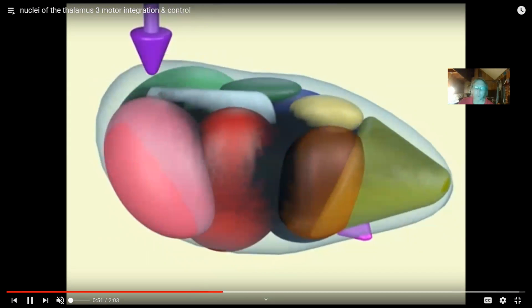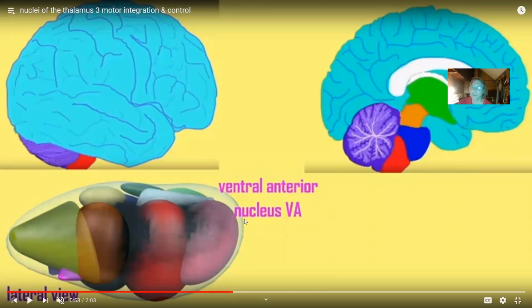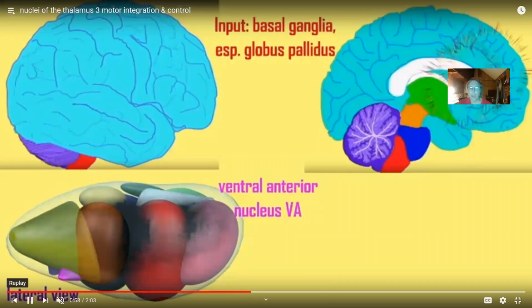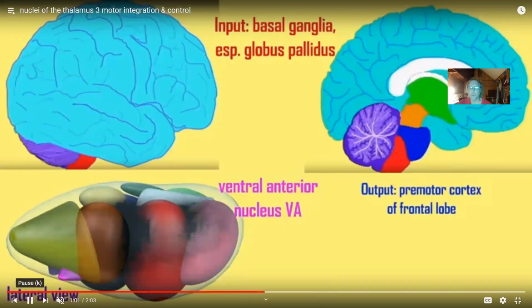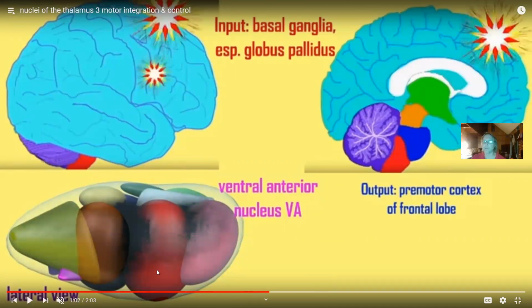So there's processing going back and forth. The thalamus is serving as more than just a simple relay. And so there is the ventral anterior nucleus here. If we look on the lateral side, we're going to see two nuclei involved in motor function. This first one, the ventral anterior nucleus, is getting its input from the basal ganglia, such as the globus pallidus, and then going out to the premotor area.